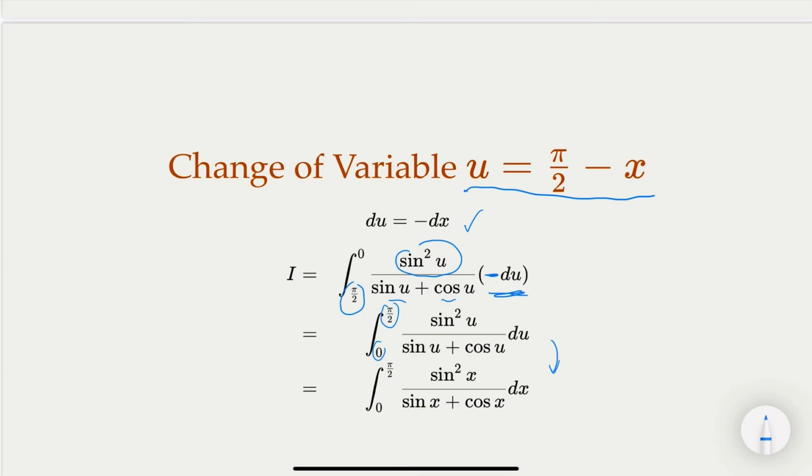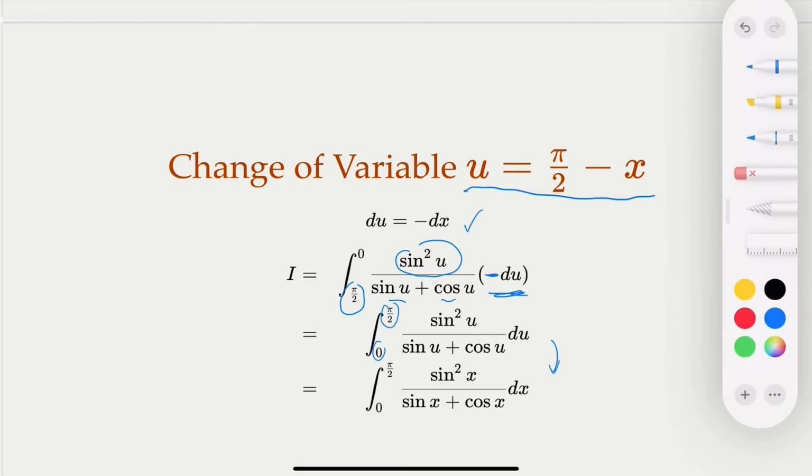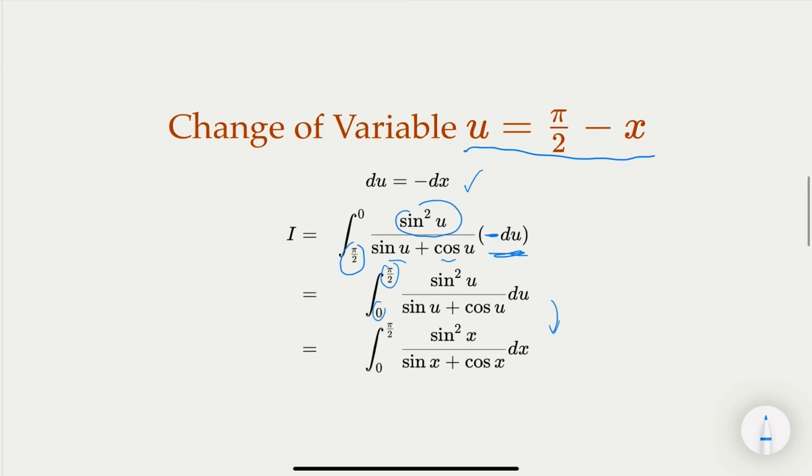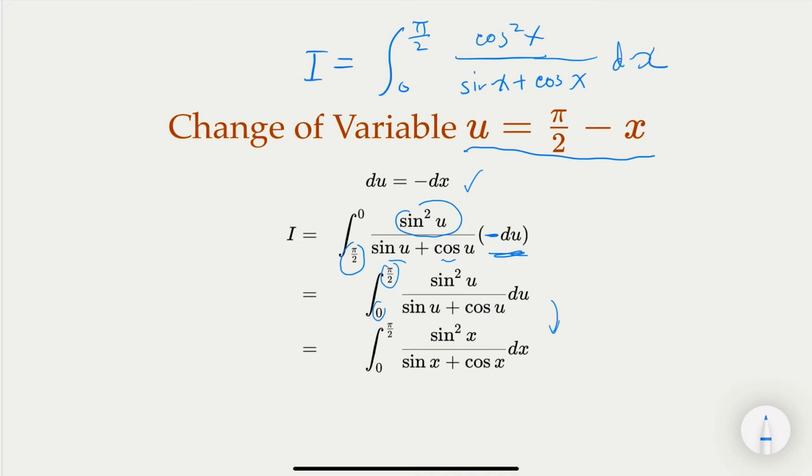We can say dx. But when you look at this, your original I, what you're trying to find, right? We have it here. Originally, this is cosine on the top, and the bottom is the same thing. So in other words, originally I is equal to the integral from 0 to pi over 2, and on the top you have cosine square x, and then you have sine x plus cosine x and dx.